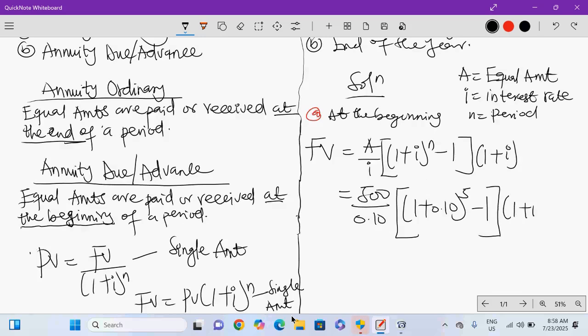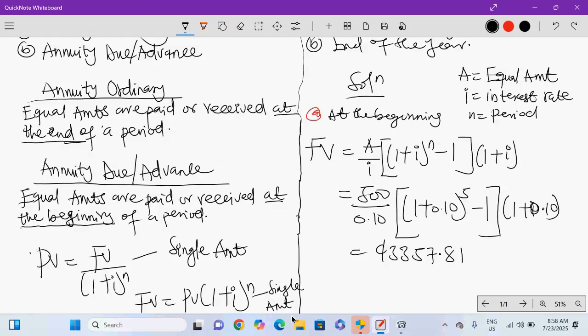Brackets close, 1 plus 0.10. So what are we getting? All right, so from my calculator, I'm getting 3357.81. That is the beginning balance.